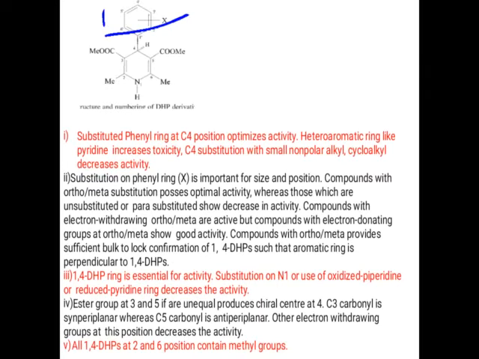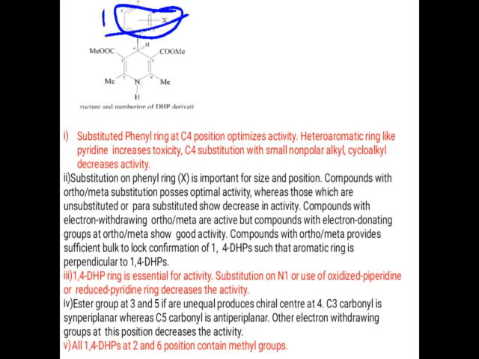If we replace this phenyl ring with any heteroatomic ring, like pyridine or pyrrole, if we replace it with any other ring, then it will show toxicity or increase the toxicity. So there must be a phenyl ring at the 4th position instead of any heteroaromatic ring.